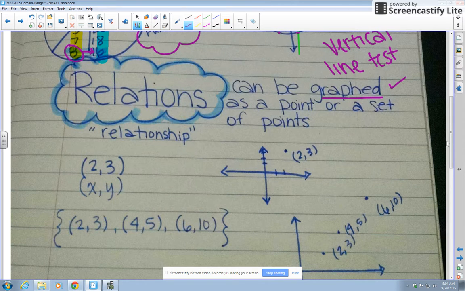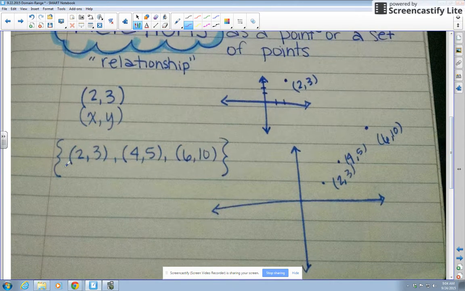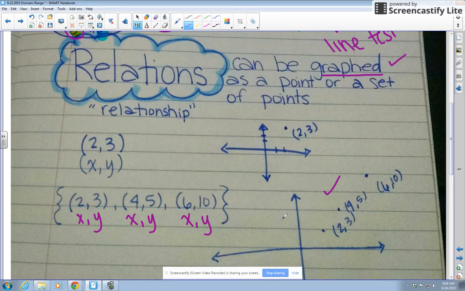When we have a set of coordinate points, we have x comma y right here, we have x comma y right here, and we have x comma y right here. Therefore, we do have relationships, we have pairs, and we're able to graph it on an xy coordinate plane. So we can have one relation, or we can have many relations. Either way, as long as we have an x and a y, we have a relation.